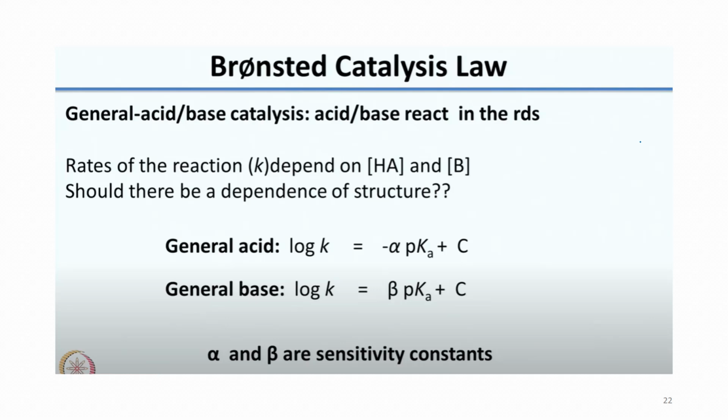So next, there are other different types of catalysis. We will just give a short overview of that. Next is the Bronsted catalysis law. In the case of general acid or base catalysis, the acid or base reacts in the rate determining step, so the rate of the reaction depends on the concentration of the acid and base, as we have seen from the graph, and there should be a dependence on structure. So this is the general acid or base catalysis formula, where the rate of the reaction depends on the pKa of the acid and the base.